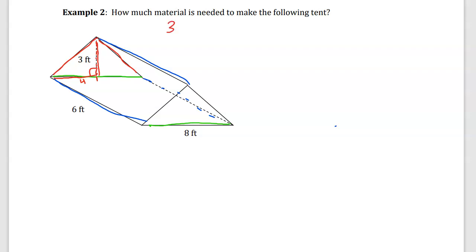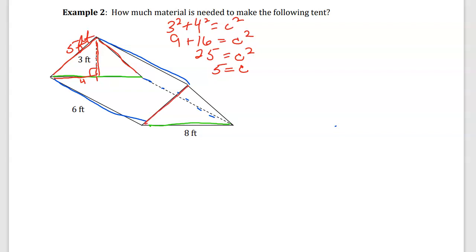So I'm going to have 3 squared plus 4 squared equals my c squared. So it's going to be 9 plus 16 is equal to c squared. 9 plus 16 is 25 is equal to c squared. So the square root of 25 is equal to 5. So this length is actually 5 feet. So these red sides here are all 5 feet. Okay? And so it's important that we find out what we're actually looking at.